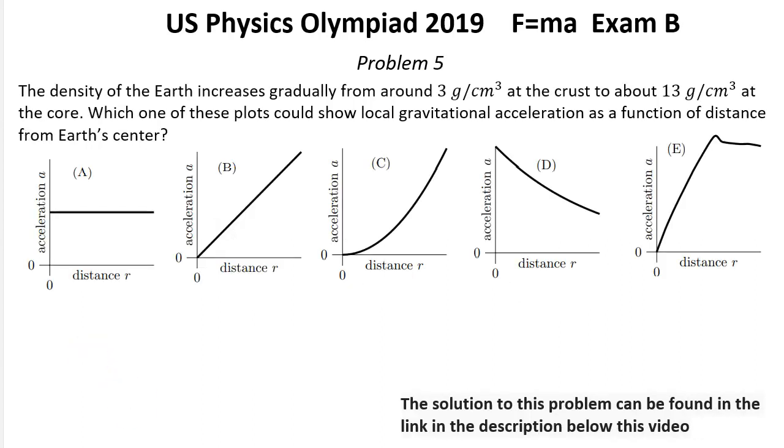Problem number 5. The density of the Earth increases gradually from around 3 grams per cubic centimeter at the crust to above 13 grams per cubic centimeter at the core. Which one of these plots could show local gravitational acceleration as a function of distance from Earth's center?